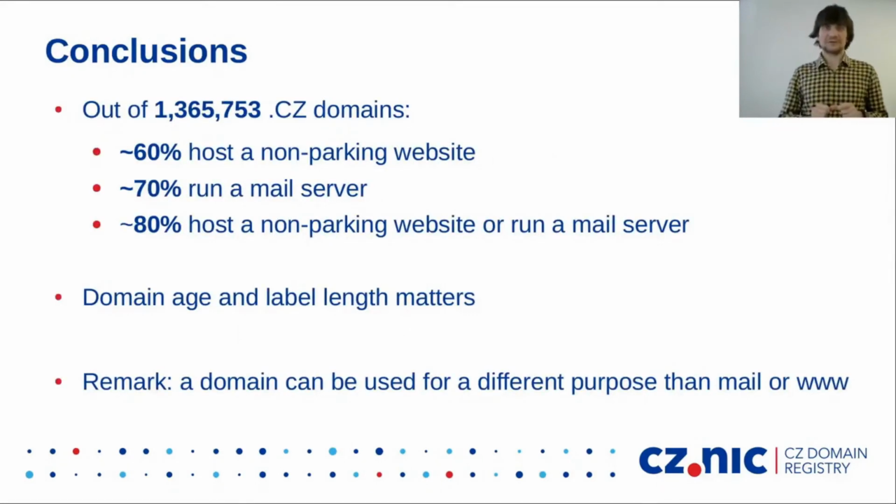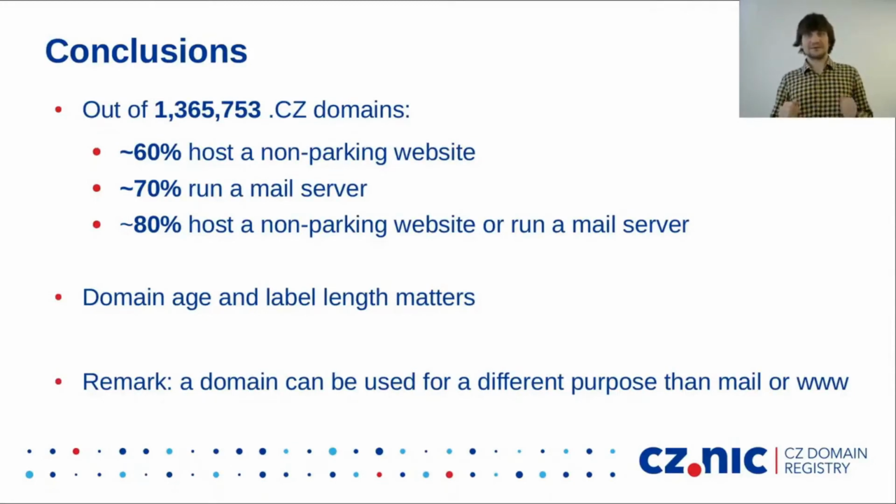And to conclude, in our study, we discovered that around 60% of .cz domains host a non-parking website, around 70% of domains run a mail server, and around 80% of domains either host a non-parking website or run a mail server. And we also observed a correlation between the classification result and domain name age and domain length.